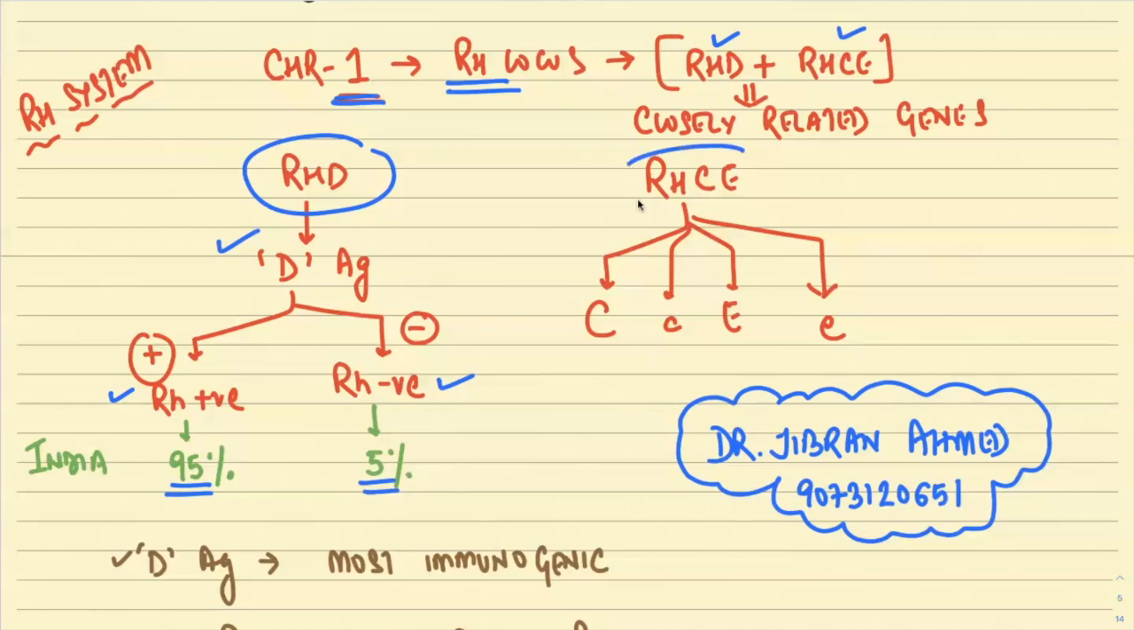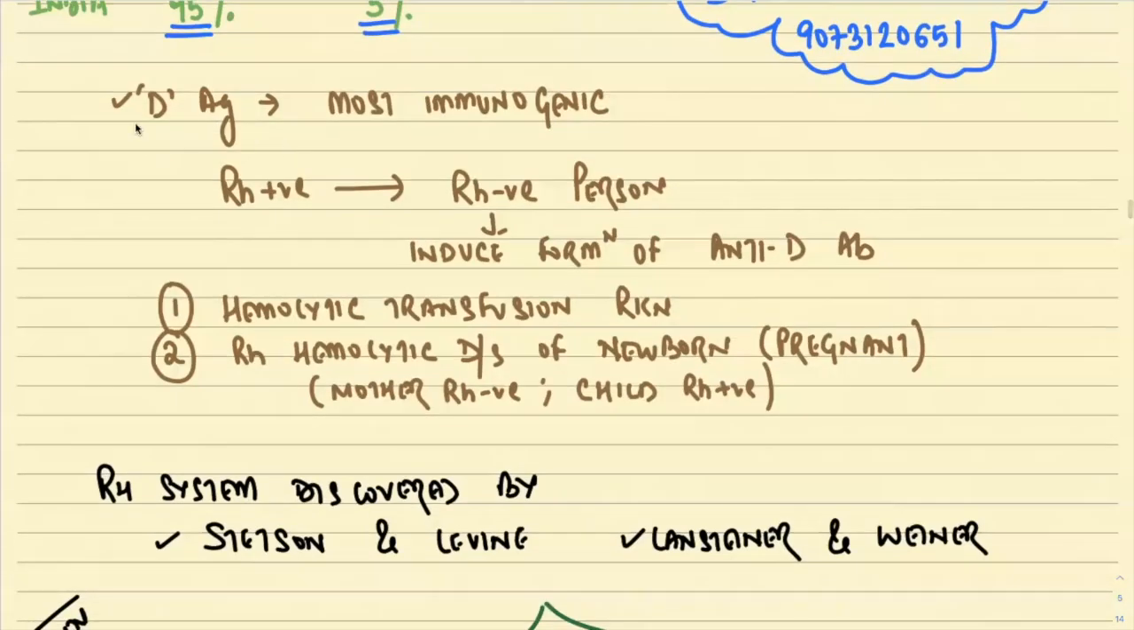Similarly, RHCE also encodes certain antigens like capital C, capital E, and small e. These are all alleles. These are also different antigens, but they are not that important, because they are not that immunogenic, whereas the D antigen is highly immunogenic. That is why clinically the D antigen became more relevant. So remember, if you give Rh positive blood to an Rh negative individual, that is going to induce formation of anti-D antibodies. This Rh antigen is present on the surface of the RBC, and all positive individuals have this Rh antigen.